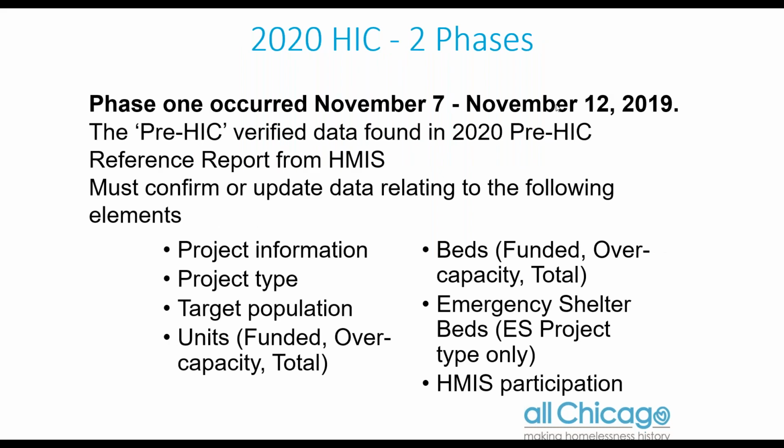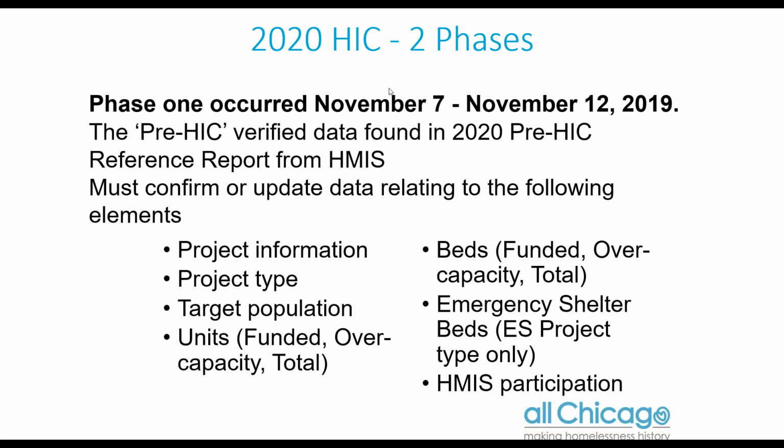So the first major change for the HIC this year has already occurred, which was on the pre-HIC phase in November. Historically, we have asked for all of the data elements that you see on the screen below. So the project information and type, your project's target populations, the number of units and beds, whether those be funded by your contract or if you have overcapacity beds or units. We've also asked emergency shelters for their bed types and specific questions for that project model type. And then we've also asked if a project has HMIS participating beds and units.